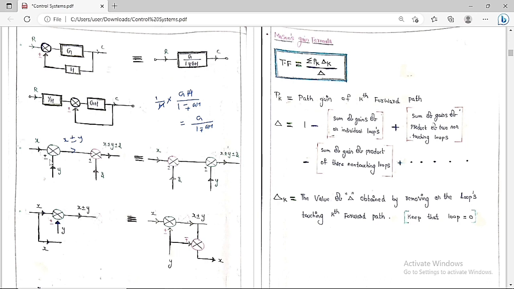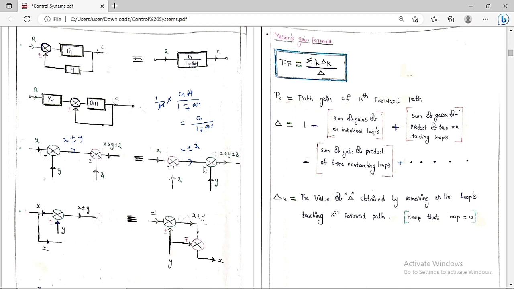Suppose I shift this summing point here and this summing point here. Then what is the output and input? We will see what is going to happen. So the input is x. Here the summing point I shifted here, so I am going to take z. So here what is the output you are going to get? Which is x plus or minus z.